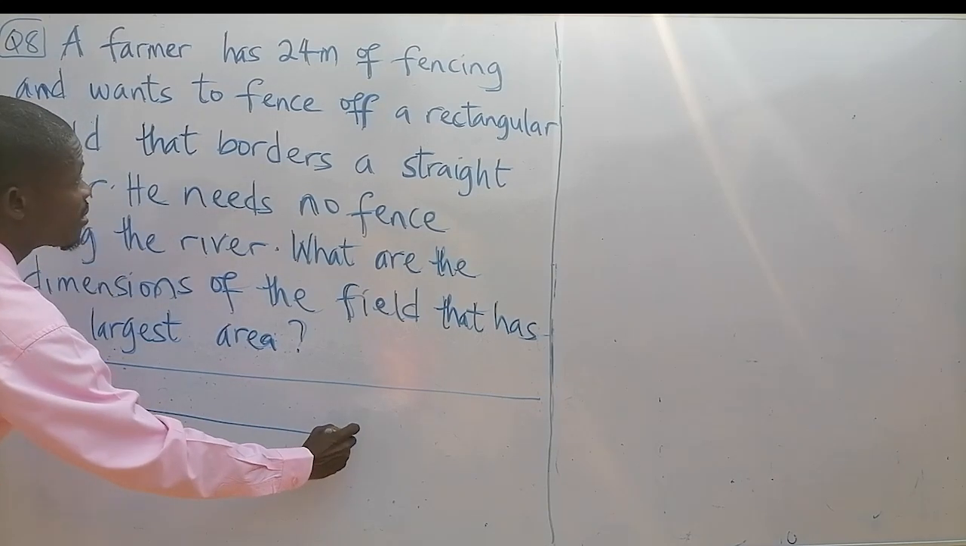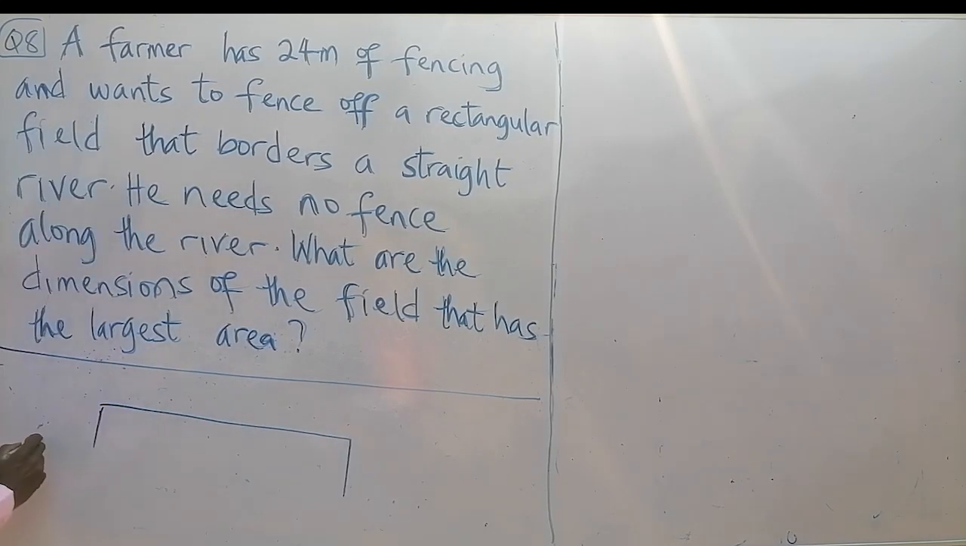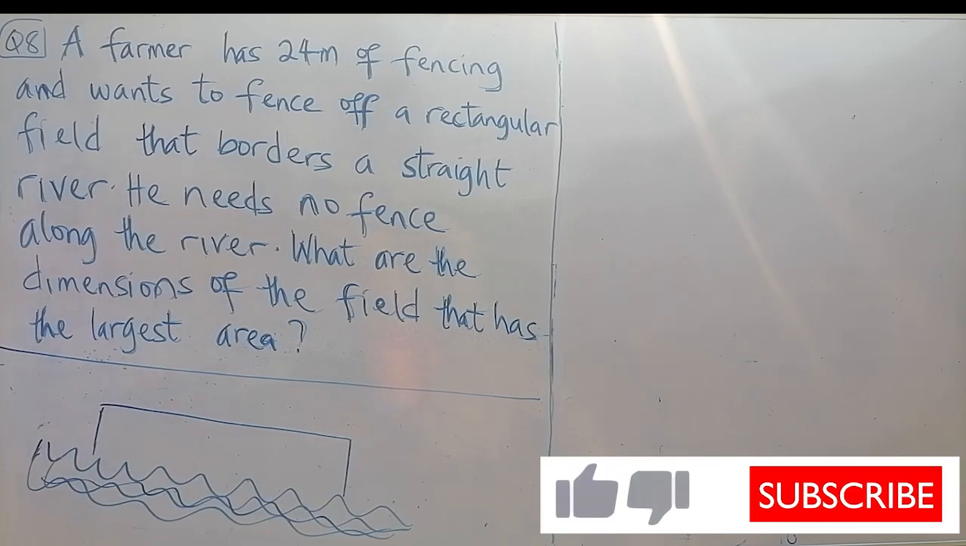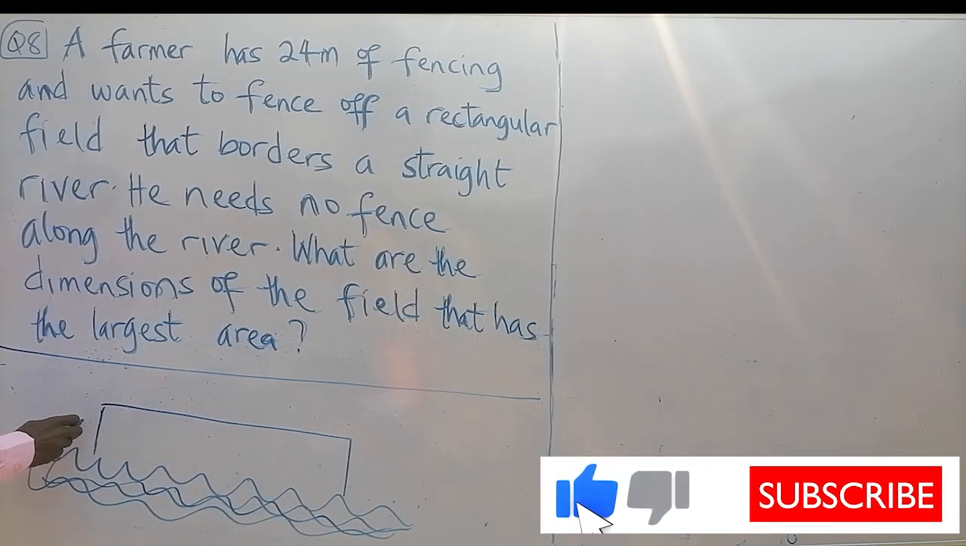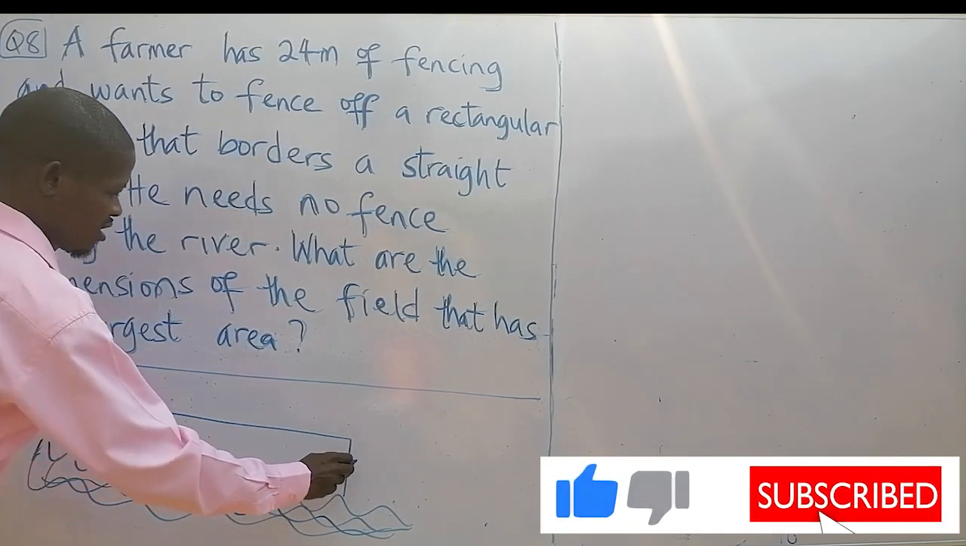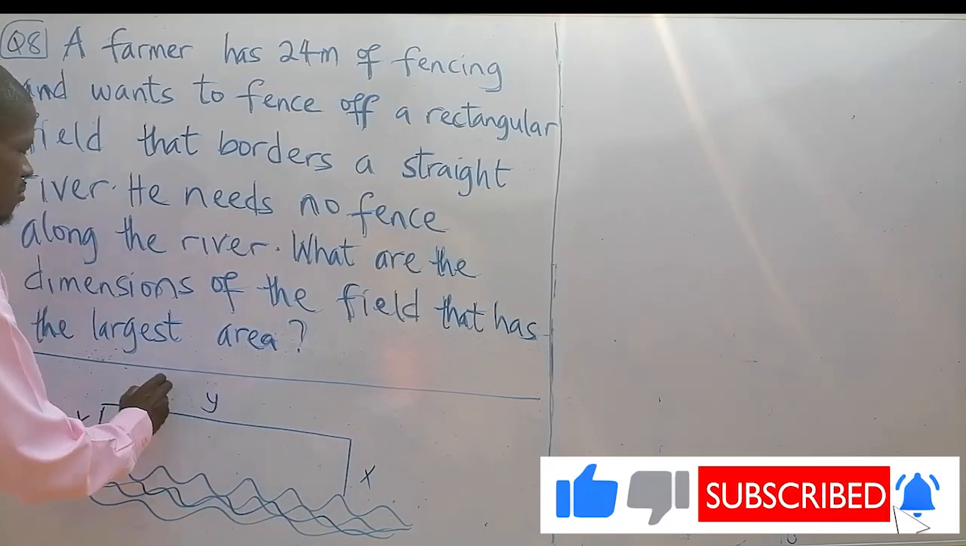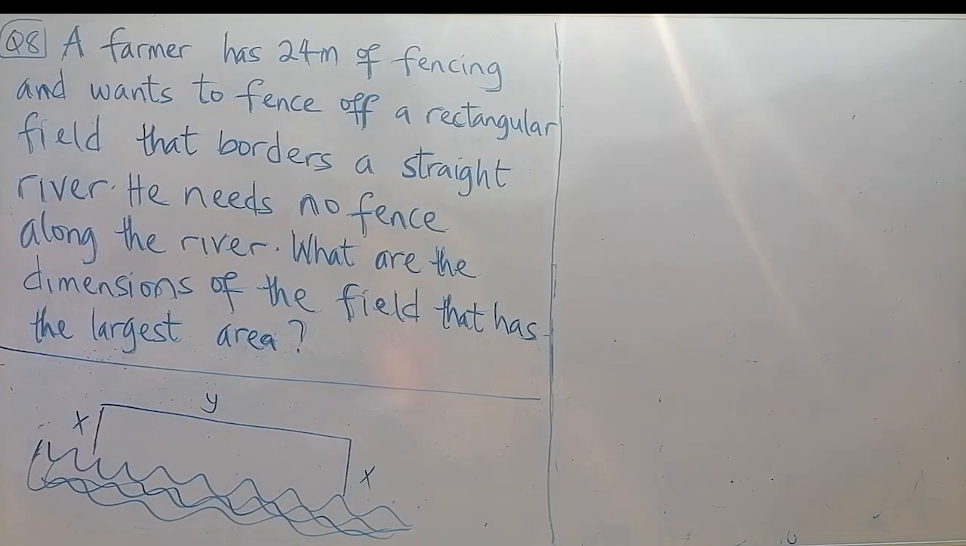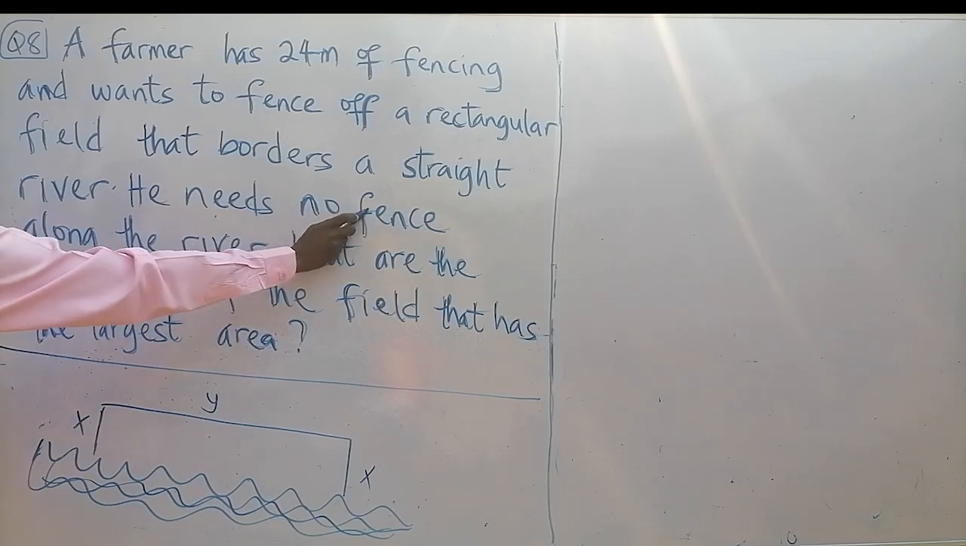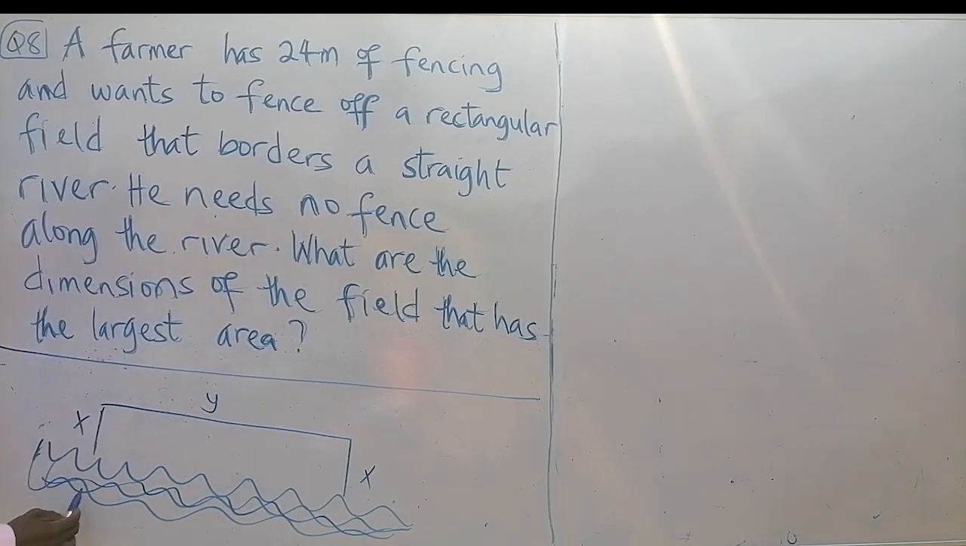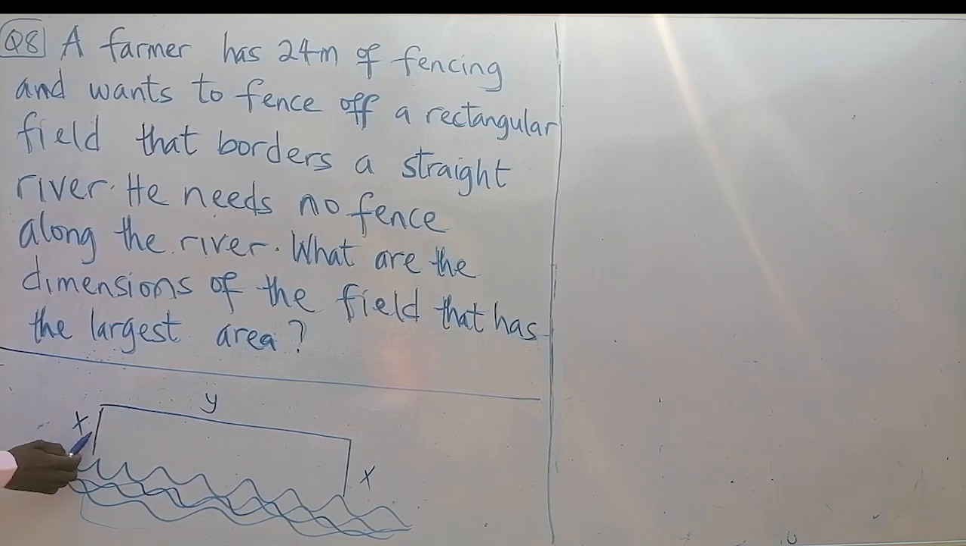You can have the rectangular field that borders on the river. These are the rivers. We can give this place letters. You can call this one X, this one X, and this one Y. There is an instruction here: it needs no fence along the river. So you can't fence this place. That's the only place you can fence.